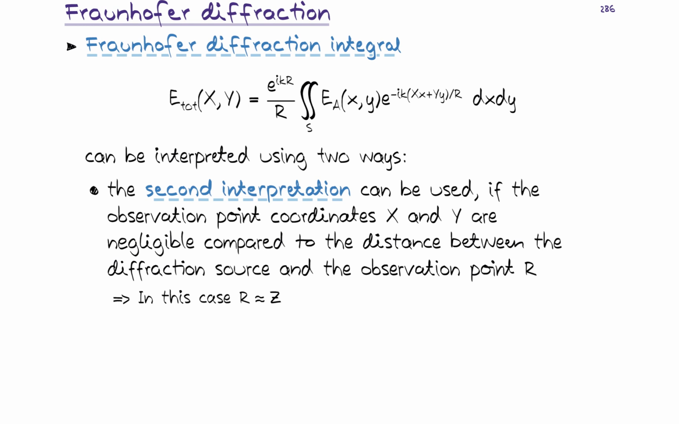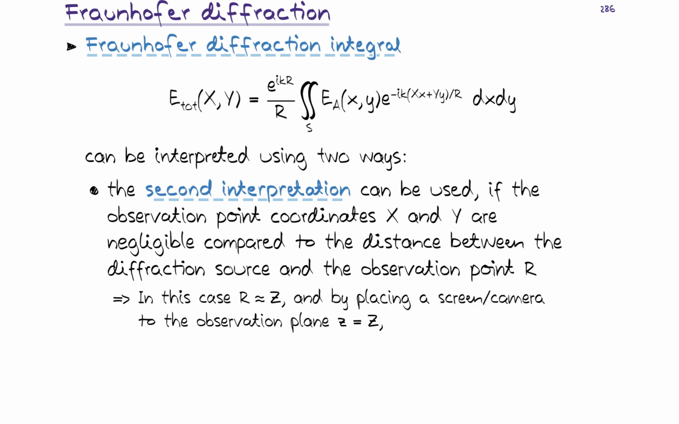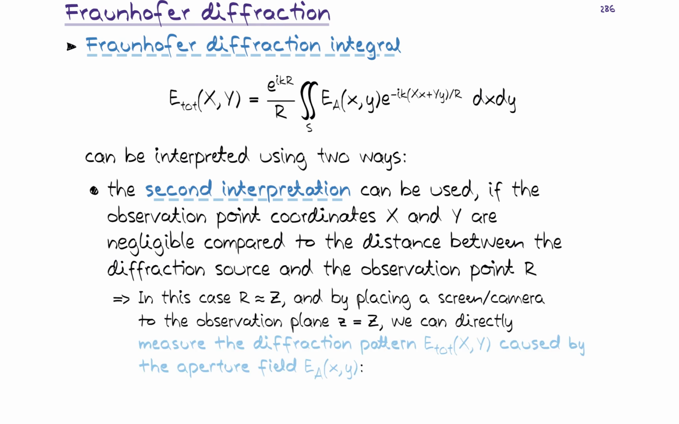And then if you would be placing a camera or a screen into the observation plane, where z equals capital Z, we would directly be able to measure the diffraction pattern E dot xy caused by the aperture field here. So basically, here I can scrap this factor and simplify that this is unity, no change will be there, and then I could really measure this right away in a given plane z equals Z, and then I would know that this would be the diffraction pattern caused by this aperture function.